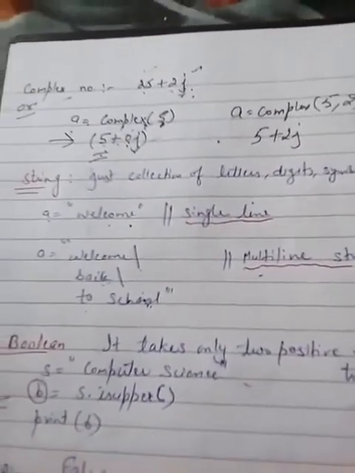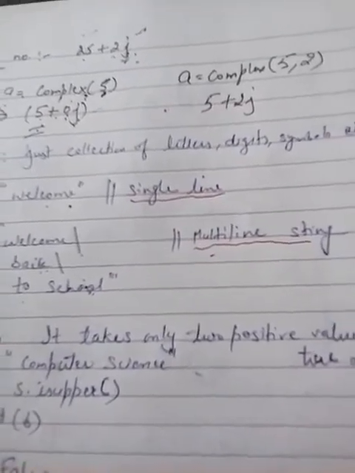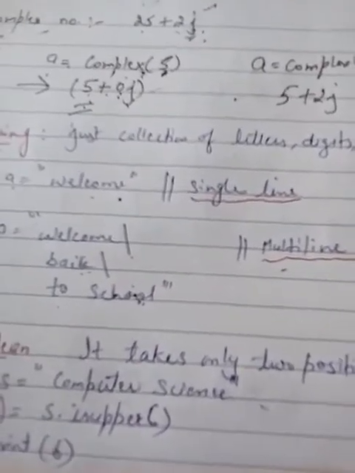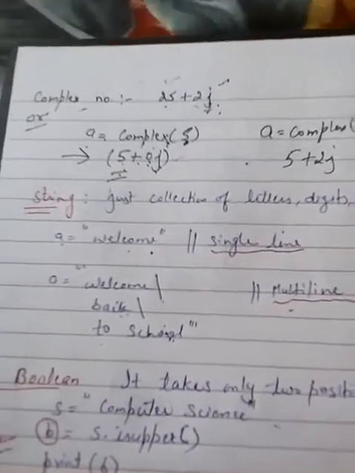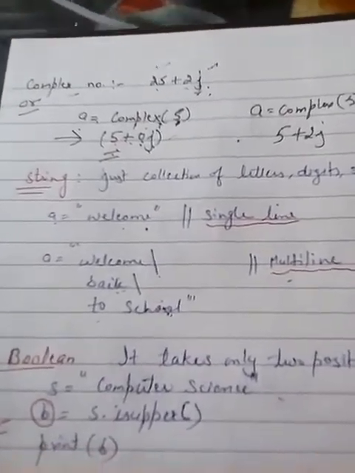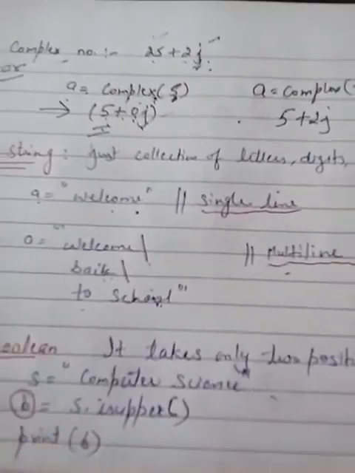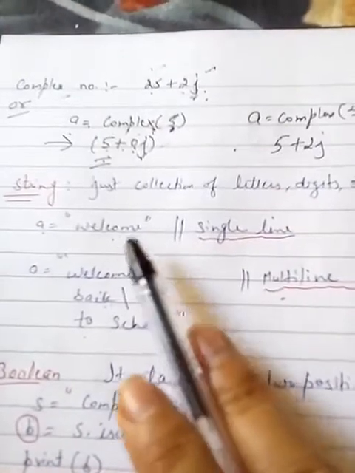Now the next one is string. A string is just a collection of letters, digits, symbols, etc. in the double quotes. As you are writing any word with space or without space, no matter, because all these letters you are writing in the double quotes, it will be included in a string.